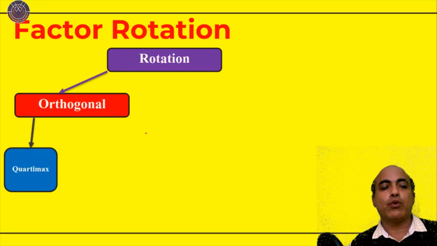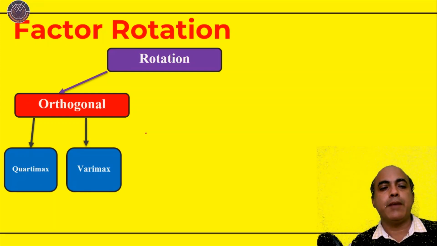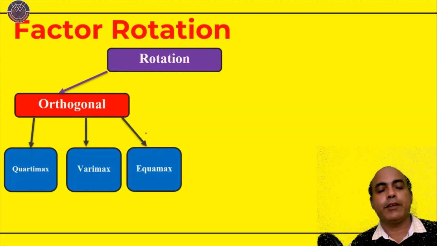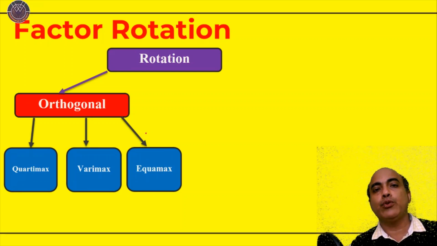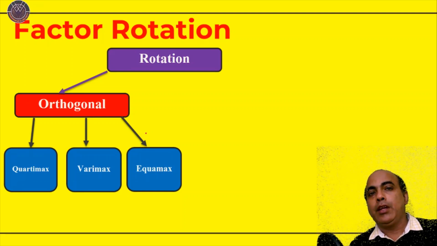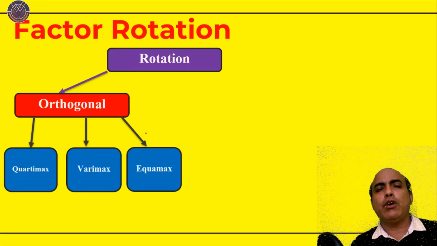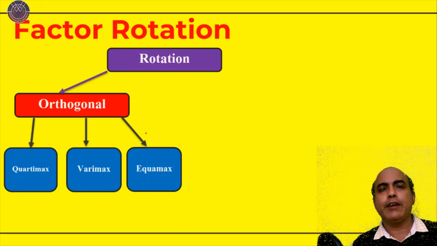One is called Quantimax, another is called Varimax, and the third one is called Equamax. So what is Quantimax rotation? Quantimax rotation basically tries to minimize the number of factors which are loading to each variable. I will briefly explain, it is not required, otherwise my presentation will become very complex, but I will try to explain in simple words.